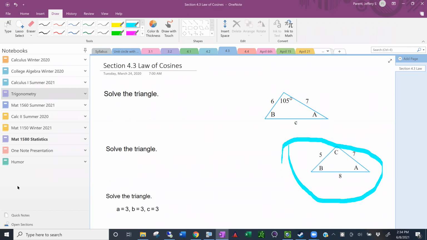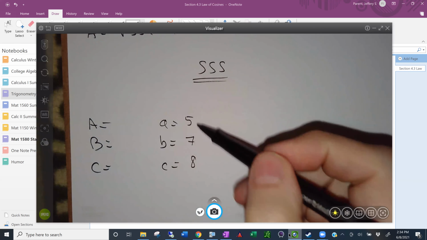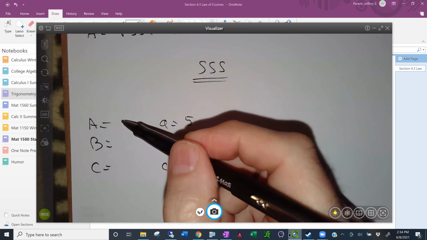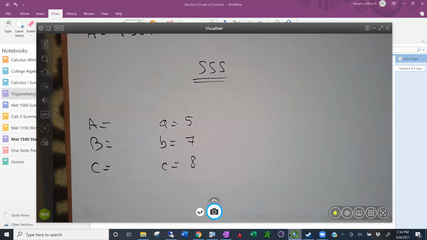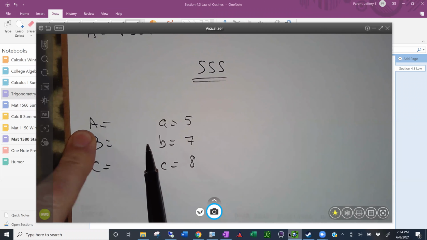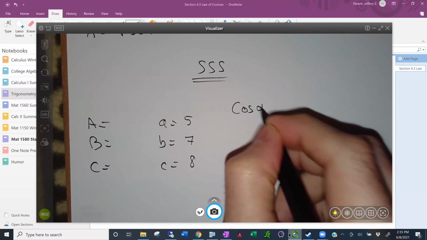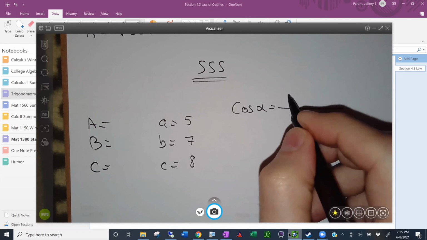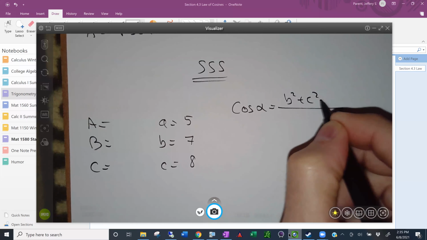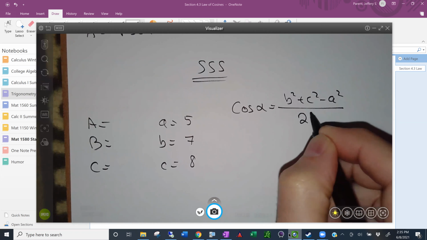The sides have lengths 5 for A, 7 for B, and 8 for C. So from smallest to largest, that means the angles should also be in that same order, from smallest to largest. Now, it doesn't really matter which one you pick here. So let's just use the first one, in which case I'm going to fill in this formula. Cosine of alpha equals b squared plus c squared minus a squared over 2 times bc.